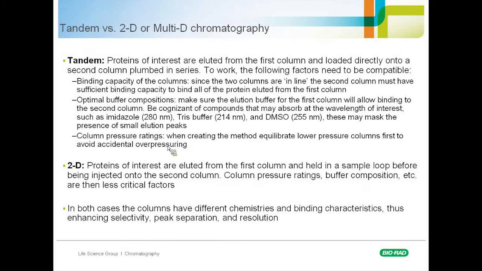So by taking the second column out of line during the elution step, your considerations about column pressure, buffer compositions, binding capacities, etc. are negated because you're not going directly from one column to the other. And so these 2D or multi-D techniques are what are more commonly used.